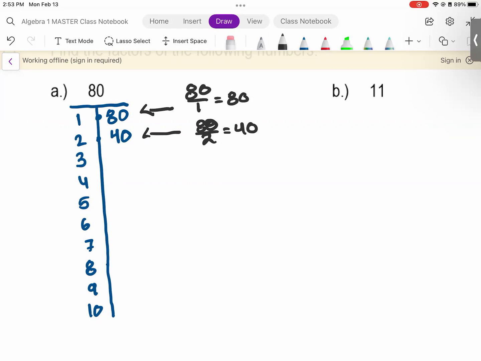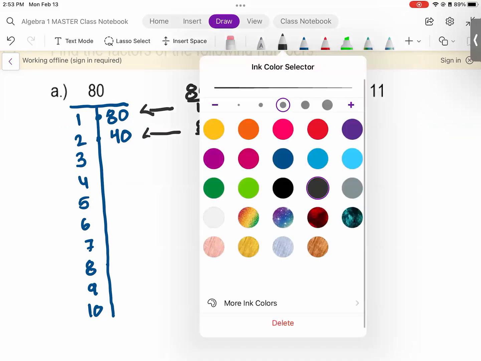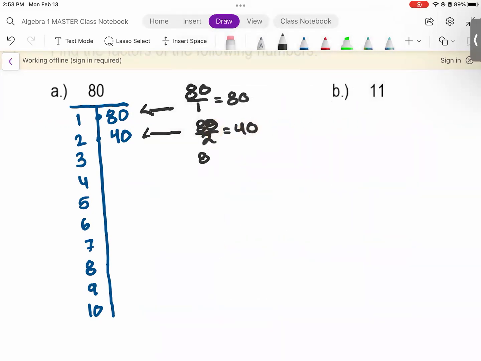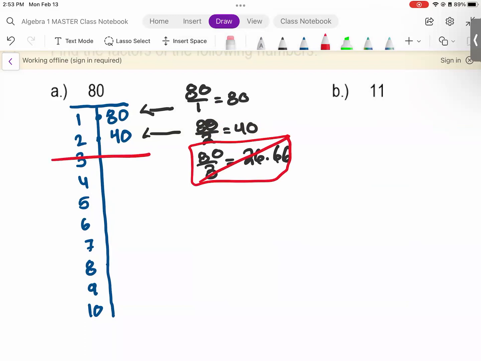So, the next one we're going to do is 80 divided by 3. So, 80 divided by 3, we get 26.66, right? So, I'm going to write that down. When we get a decimal, we do not like the decimal. So we're not going to use 3. And then we're just going to keep going.